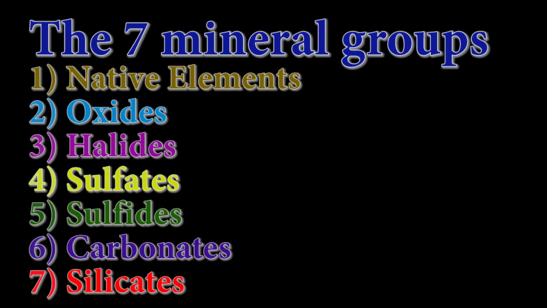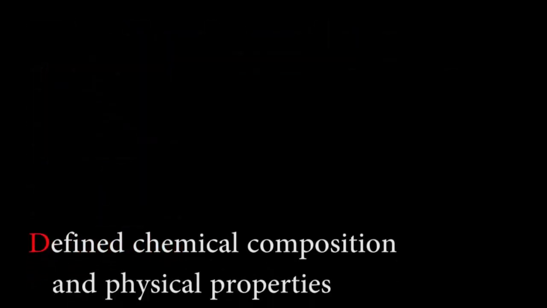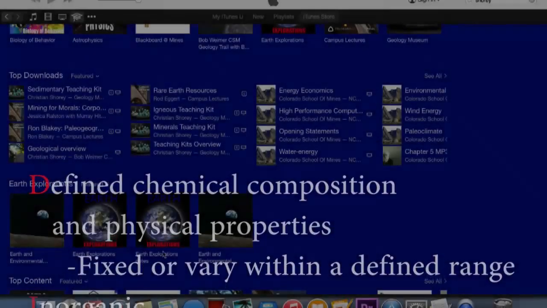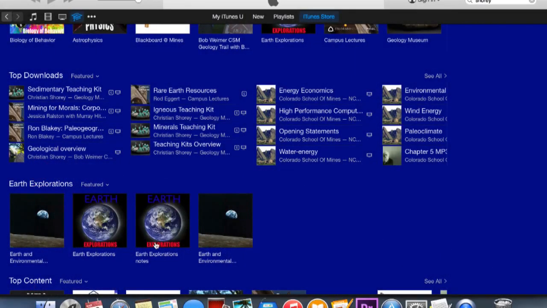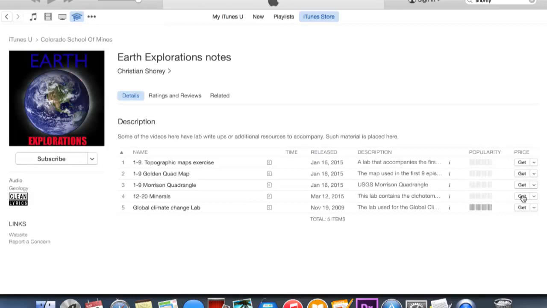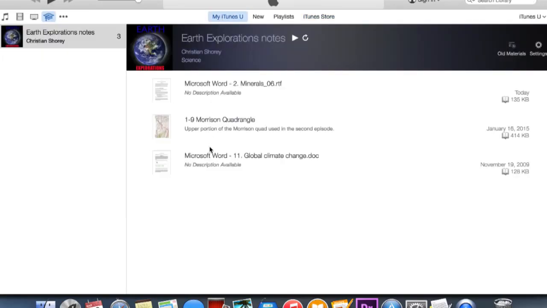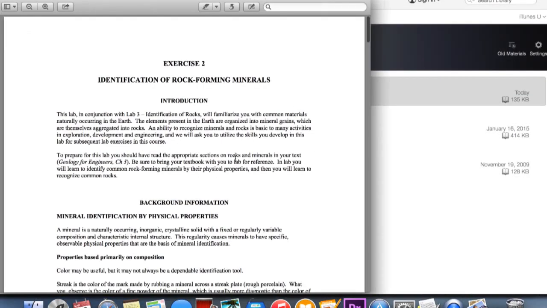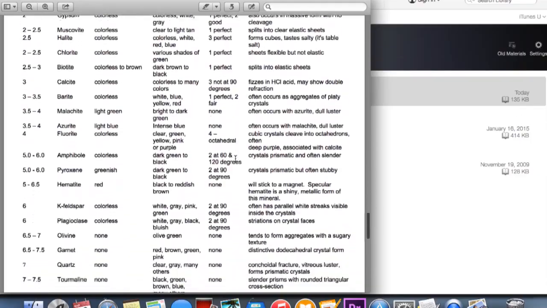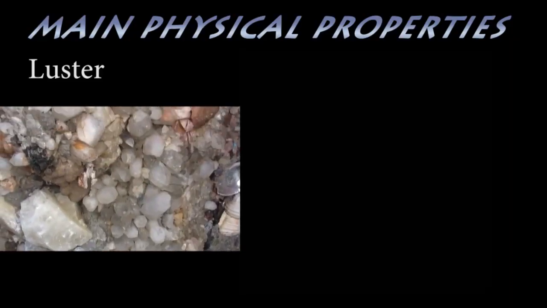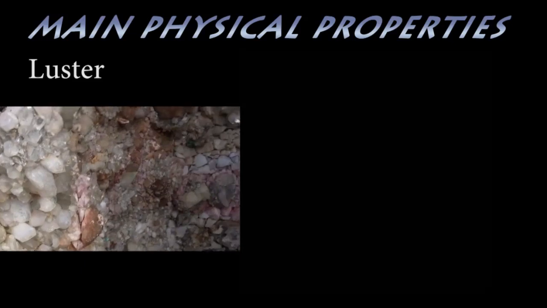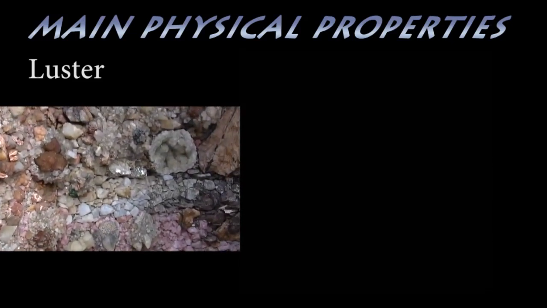Welcome back, mineralogy fans. We group minerals by their chemistry, but we identify them by their physical properties. The Minerals Lab on our Earth Explorations notes page, available on iTunes U, has dichotomous keys that are based on these diagnostic physical properties. The first and most basic physical property is its luster, that is, the way light reflects off of or transmits through the specimen.